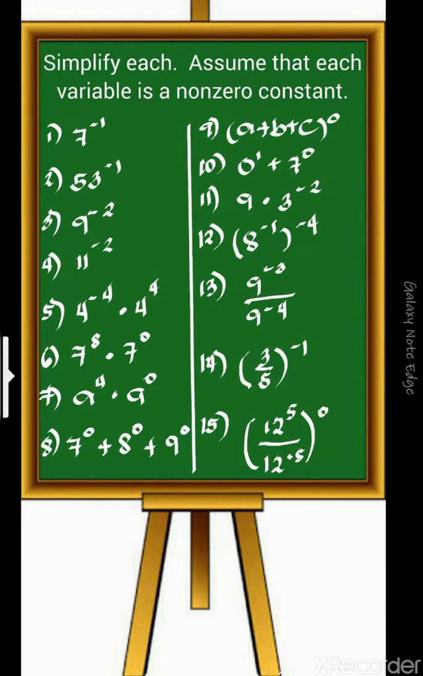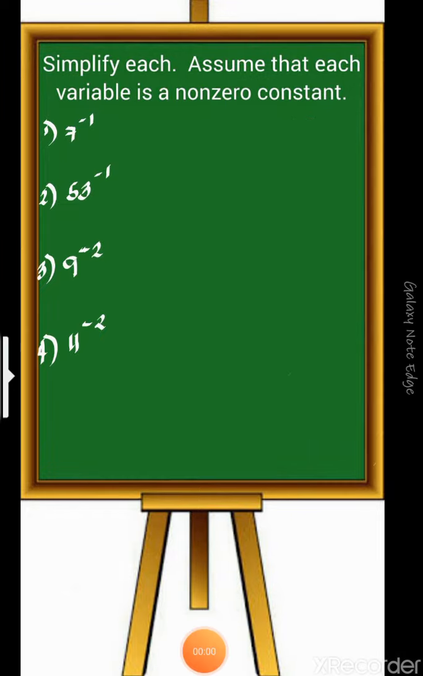Let us simplify each and assume that each variable is a non-zero constant. Let us begin with 1 to 4, applying the definition of negative exponent. 7 raised to negative 1 will become 1 over 7 raised to 1 or 1 over 7.